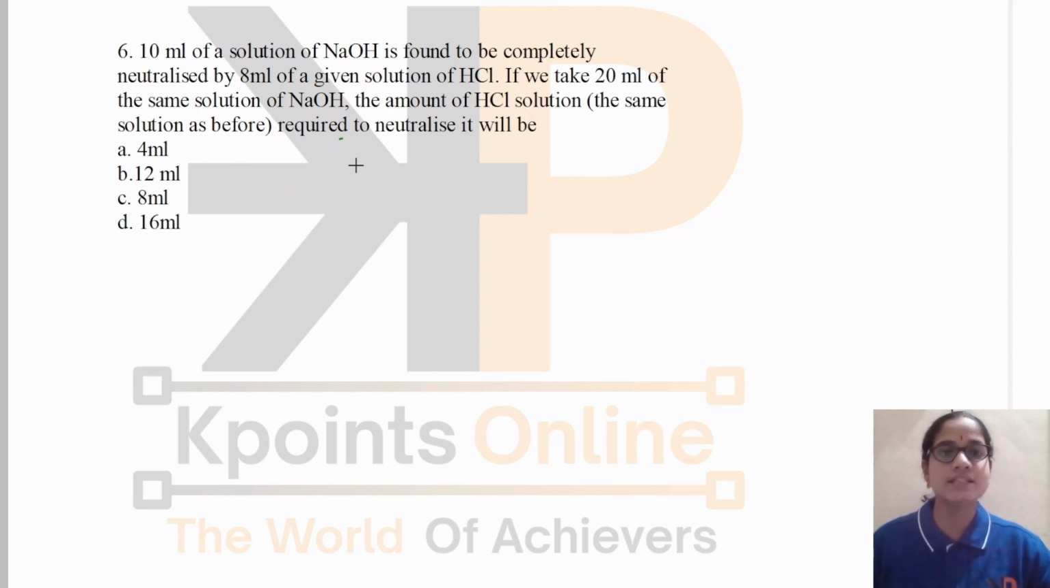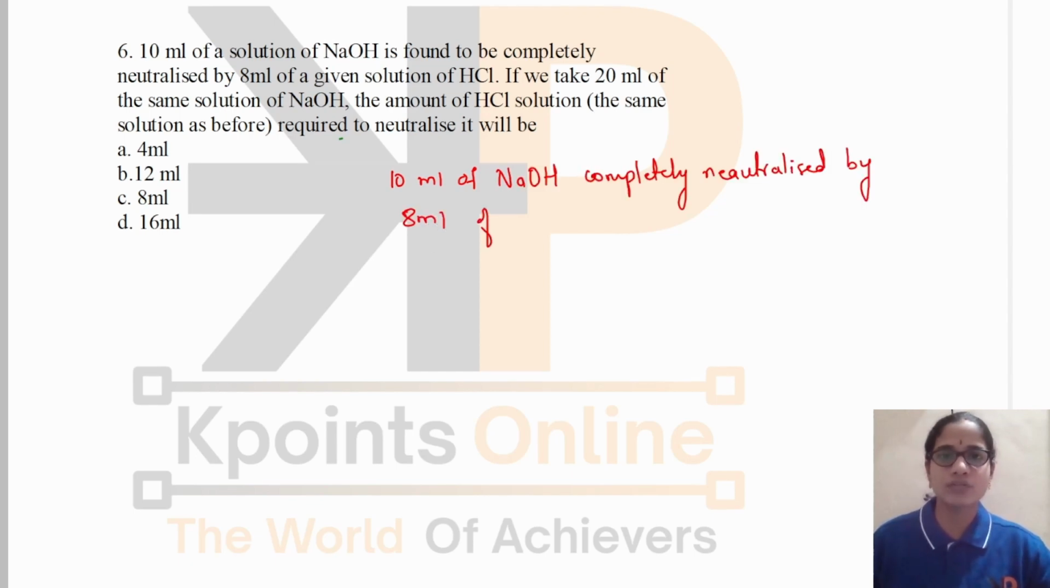Then the next question is, 10 ml of solution of sodium hydroxide is found to be completely neutralized by 8 ml of given solution of HCl. If we take 20 ml of the same solution of sodium hydroxide, the amount of HCl solution, the same solution as before, required to neutralize it will be. What has happened here? 10 ml of NaOH is completely neutralized by 8 ml of given solution of HCl. Okay. So 10 ml is neutralized by 8 ml of given solution of HCl.